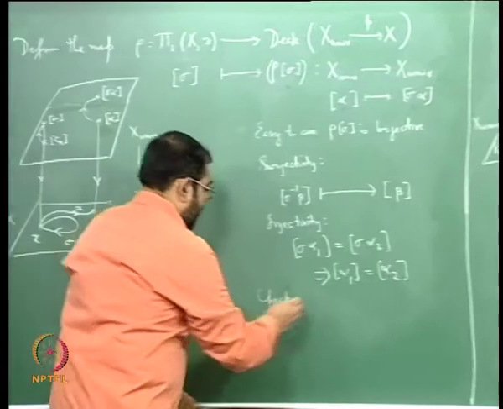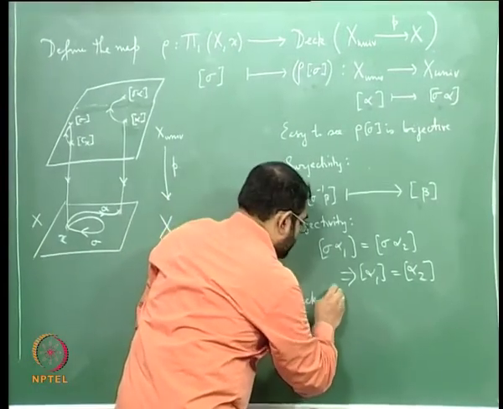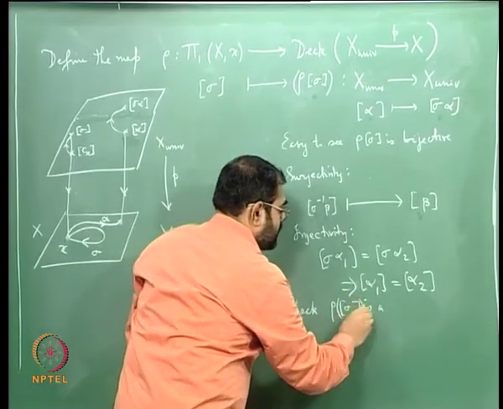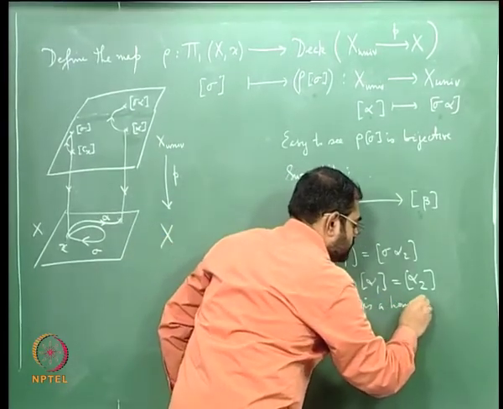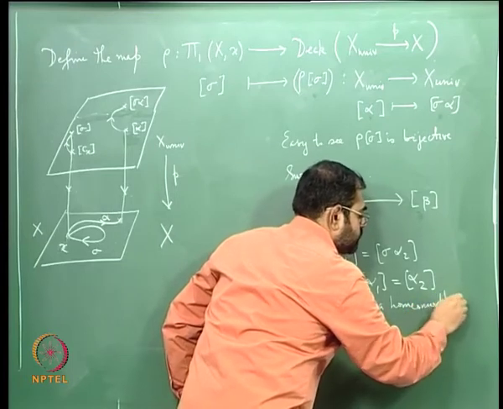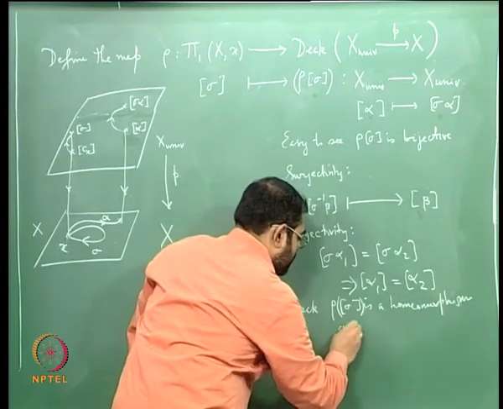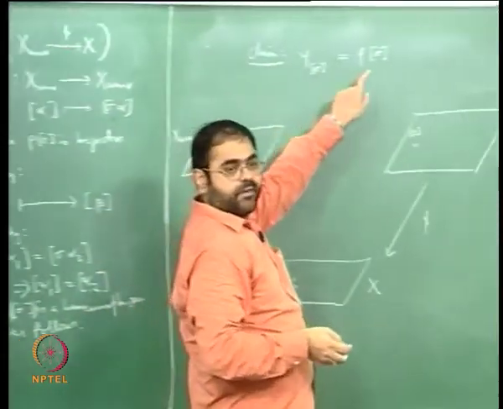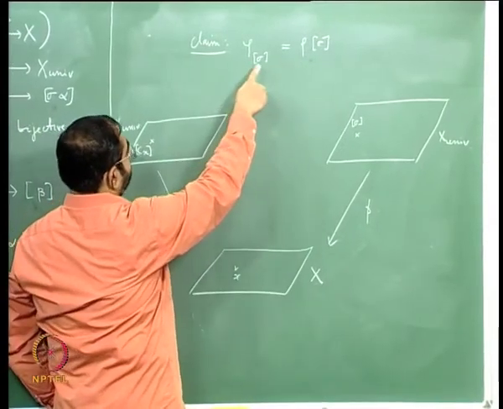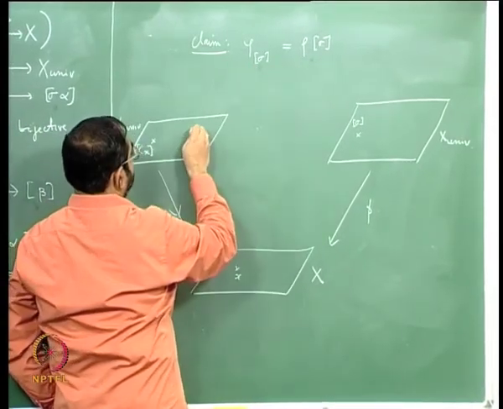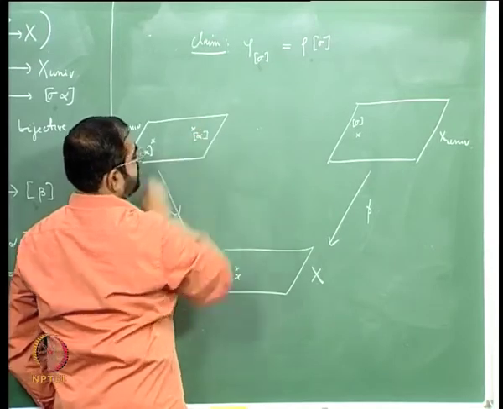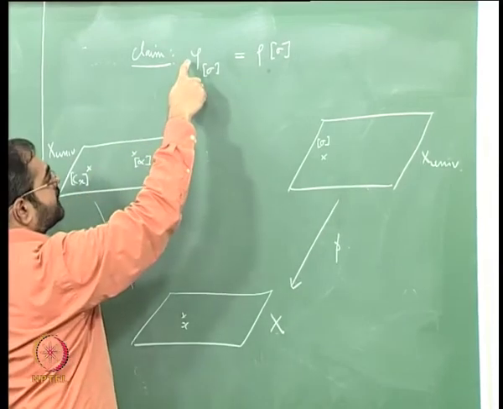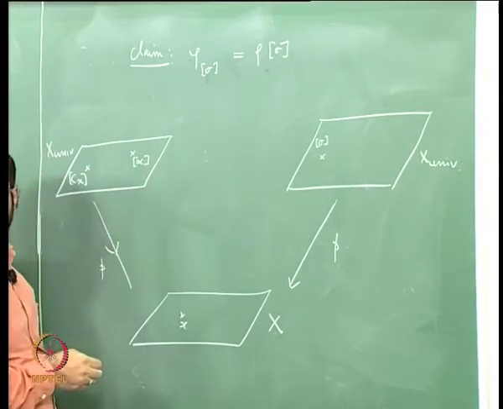So let me write that down. Check rho of sigma is a homeomorphism as follows by this claim. Okay, but see, why is this true? If I take a point alpha here, okay, where will this go to under phi sub sigma? Where will it go to?